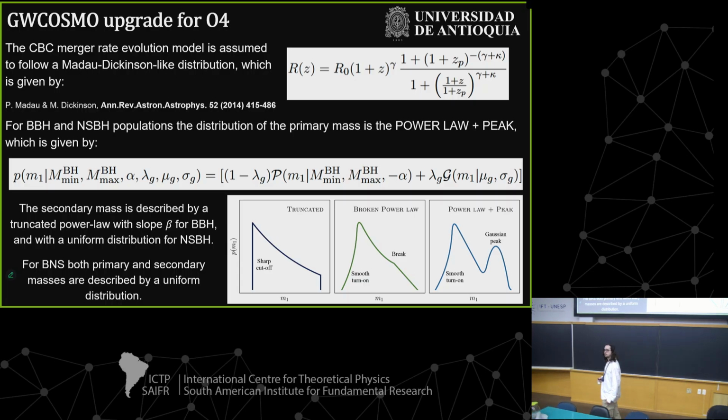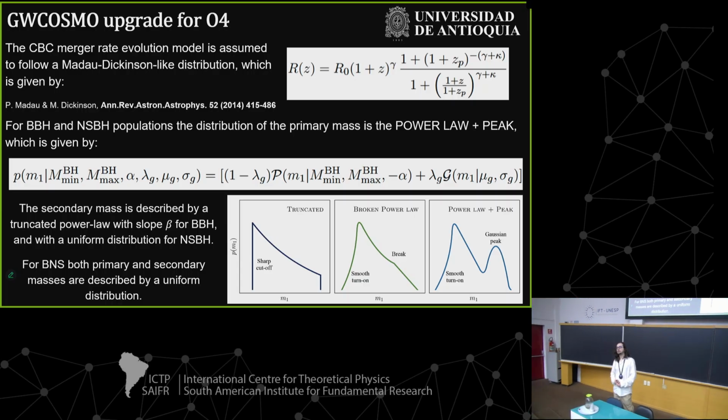So just a quick question and really basic. Why would you expect that the mass distribution will have peaks, or you will have a secondary peak or breaks?